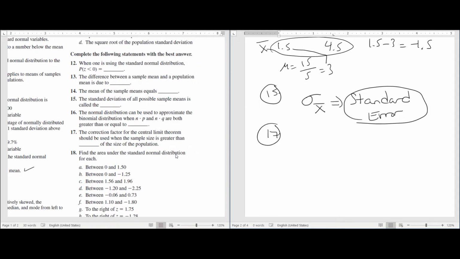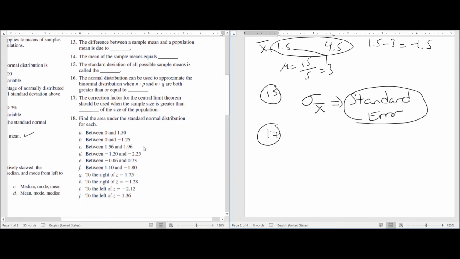All right, number 17, the correction factor. Skip number 17, cross that one out, because there will not be a question like that on the exam. We haven't talked about the correction factor for the central limit theorem, so you don't have to worry about that. We skipped that.